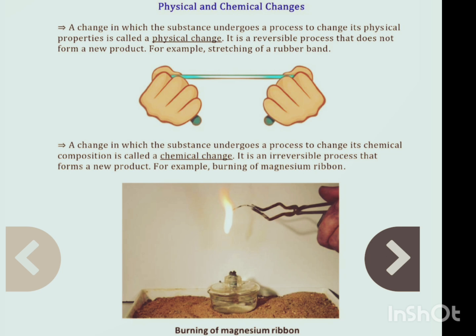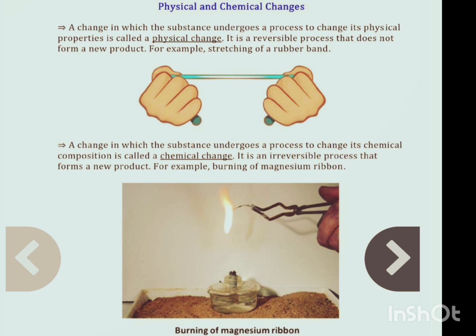Then next, a change in which the substance undergoes a process that changes its chemical composition is called a chemical change. In a chemical change, a new product is formed. In a physical change, a new product is not formed. Example, the burning of a magnesium ribbon. Burning of a magnesium ribbon will form magnesium oxide. That magnesium will change to magnesium oxide. Here, what is happening? A new substance is formed, a new product is formed.